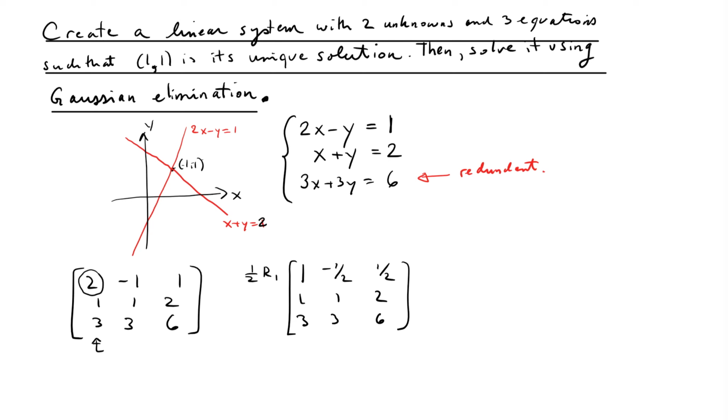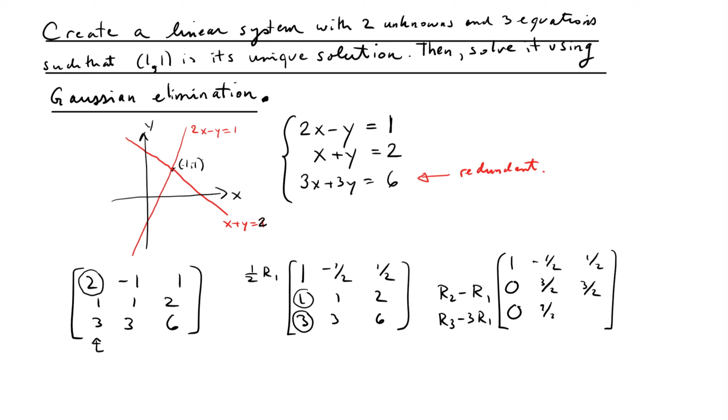After that, what do I do? I want to put zeros here and there. So how do I do that? I take row 2 and I subtract a multiple of row 1. So in this case, I just need to subtract row 1. For row 3, I subtract 3 times row 1. And then what do I get? I get this. Here, I just copy the first row. And here I'm going to get 0, 3 half, 3 half, and 0, 9 half, 9 half. That's a 9 here.